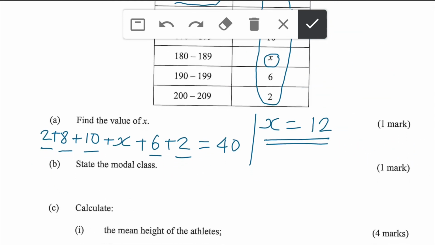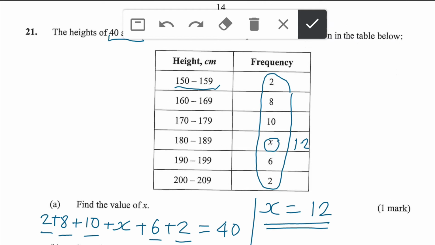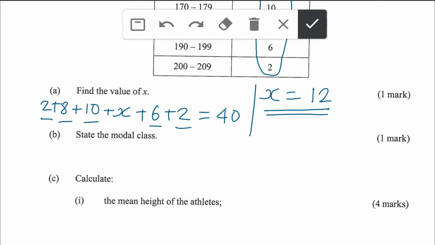State the model class. Now we have the value of X here as 12. What we mean by the model class is usually the class with the highest frequency. By just having a look, we can clearly see that 12 is the highest frequency, and the corresponding class to that is the class 180 to 189, and we can write it more precisely considering the boundaries.